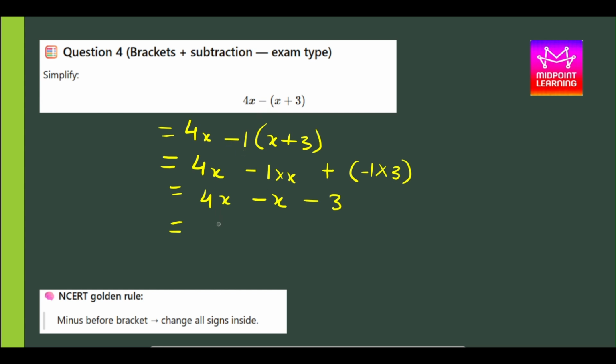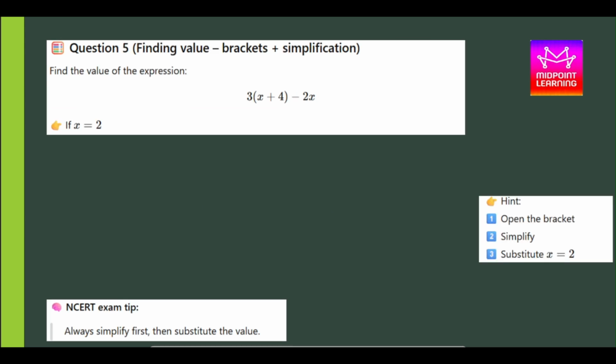So now the like terms are together only. 4x minus x, this is 3x and then minus 3. This is the correct answer, right? So the golden rule, minus before the bracket, it changes all the signs inside it. Change all the signs of the terms inside the bracket. Why? Because minus is same as minus 1, right? Next question.